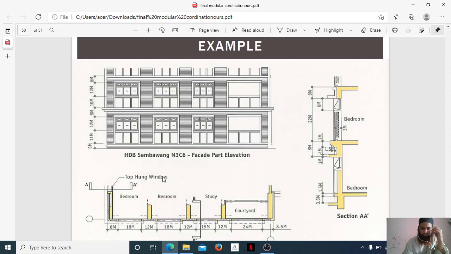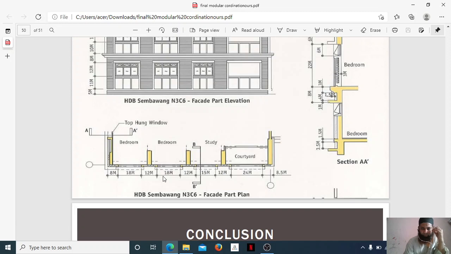So everything has been marked here so specifically. You can see your plan here. 8 M, 18 M. That is not meters, don't get confused here. M means 100 mm. So this is 800 mm. This is 18 M, 12 M. Everything you can see. Courtyard: everything has been marked here specifically.